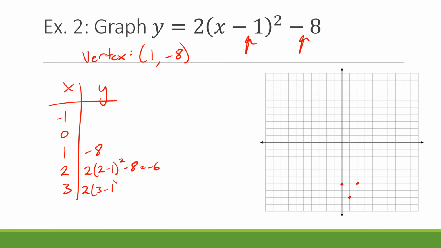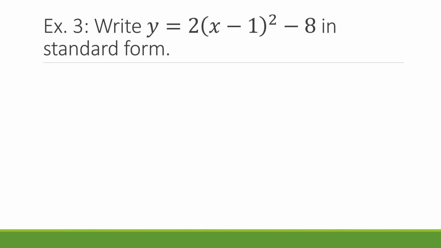When I plug in 3, I have 3 minus 1, which is 2. 2 squared is 4. 4 times 2 is 8, and 8 minus 8 is 0. So if I go over 3, I'm going up 0. Let's use that symmetry on the other side. Here's my parabola, and I guess I can finish by filling in the xy table. It wasn't really doing that as I go. Cool beans. Moving on. One more problem.